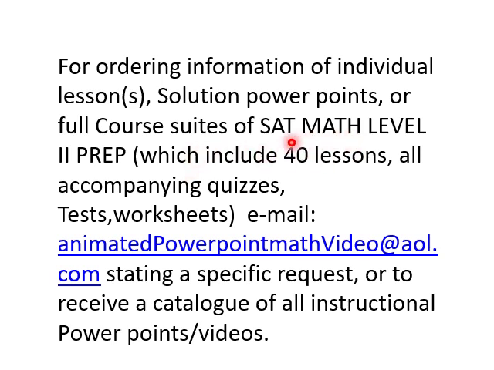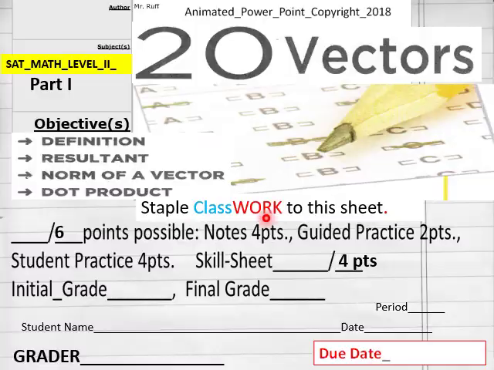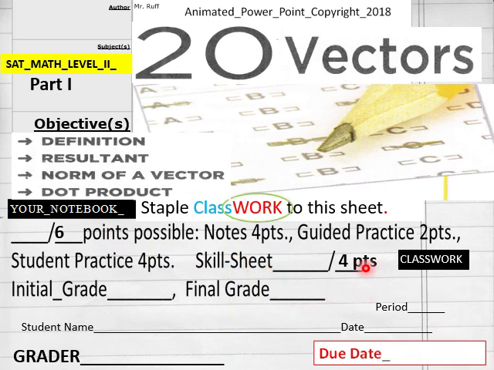Hello everybody, we're getting ready to do section 20 of our SAT Math Level 2 preparation. For today's classwork, you will have 6 points. So go into your notebook guide, and you got 4 points, so go into your classwork sheet and have that one out. Students, put your name, date, period. Onliners, put your due date here.